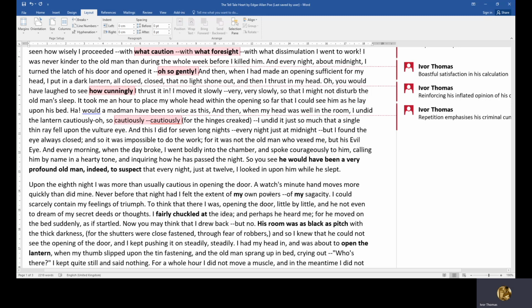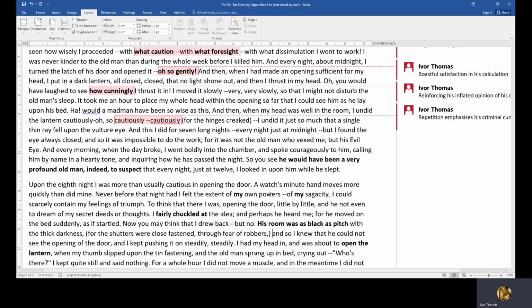Perhaps he heard me, for he moved on the bed suddenly as if startled. Now you may think that I drew back, but no. His room was as black as pitch, with a thick darkness, for the shutters were close fastened through fear of robbers. This sense of incarceration and imprisonment features in Dracula as well. Every door is bolted, and it's a Gothic theme in general.